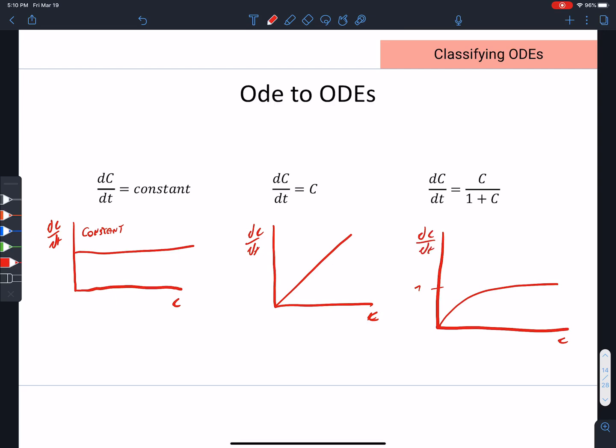So this is just a summary for you to start getting a flavor of what these differential equations mean, right? Once again, you can view this as a plot of a dependent variable versus an independent variable and start getting a graphical intuition for what these equations mean.